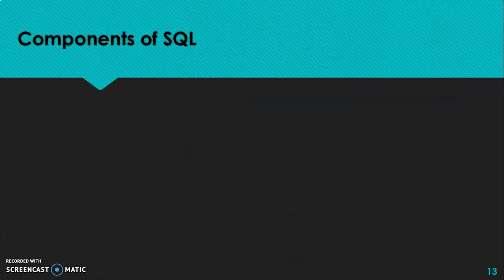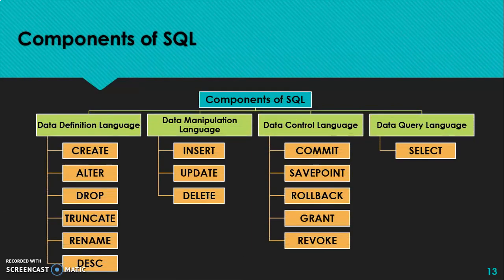Coming to the components of SQL. So these are the components. These are mostly the commands or the queries that you can use in your SQL. The main SQL is divided into 4 main languages, that is data definition language, data manipulation language, data control language and data query language.